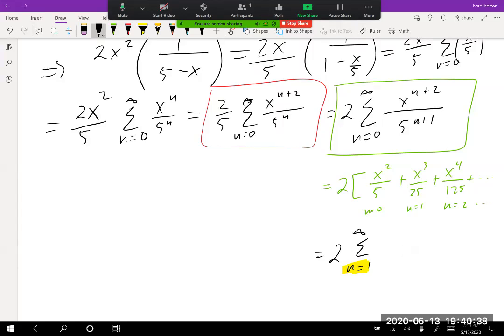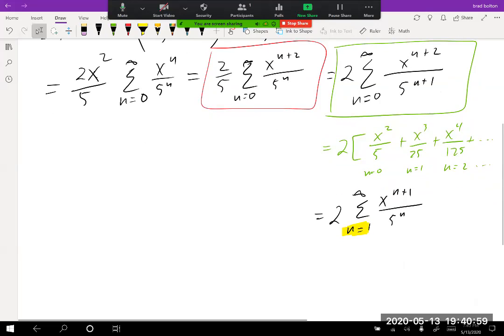So that's kind of the beauty and the curse of a series, is it could be rewritten any way you really want, but you've got to make sure that you match your index to the same series. It cannot change. Okay, so this would then become x to the n plus 1 all over 5 to the n. Now, if you don't believe me, let's write this series. So 2 times the series. Now let's start off. Remember, now we're starting at 1.